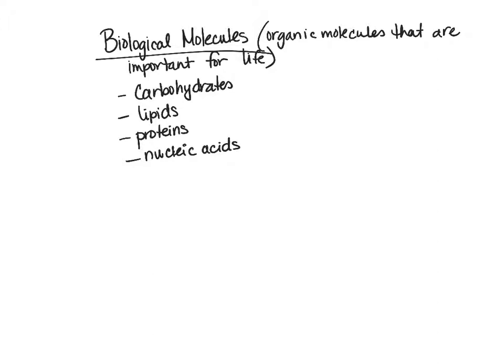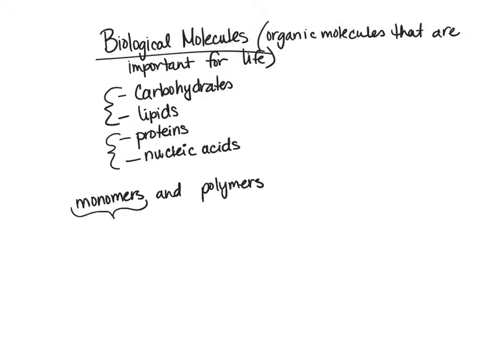What we are going to talk about in this lecture are the first two. We're going to take a look at carbohydrates and lipids, and then in the next lecture we'll take a look at proteins and nucleic acids. So one thing to mention about all of these biological molecules are things called monomers and polymers.